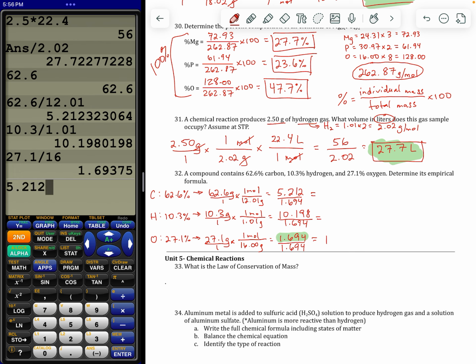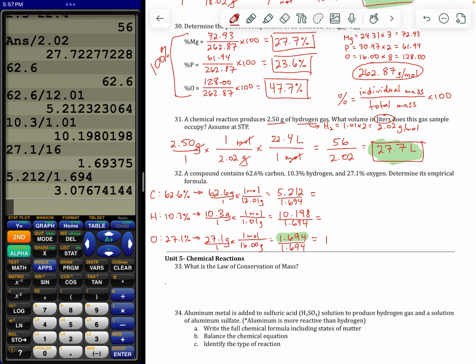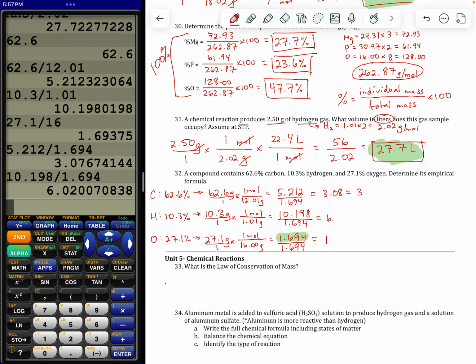So this is 5.212 divided by 1.694. That gives us 3.08. And because this is 0.08, this is really close to being able to just be rounded down to 3. So we do that. And then we have 10.198 divided by 1.694. Similar deal here. This is 6.02. That is really, really close to 6. And so we were able to round to the nearest whole number here, which is phenomenal. And that makes us a lot happier. So there are 3 C's, 6 H's, and 1 O in this empirical formula here.